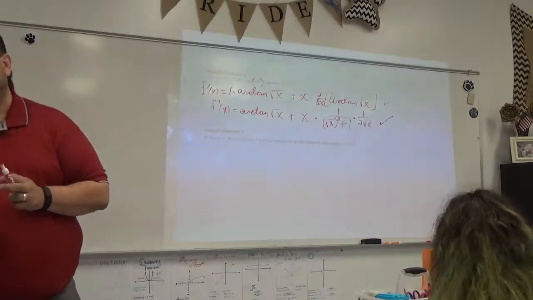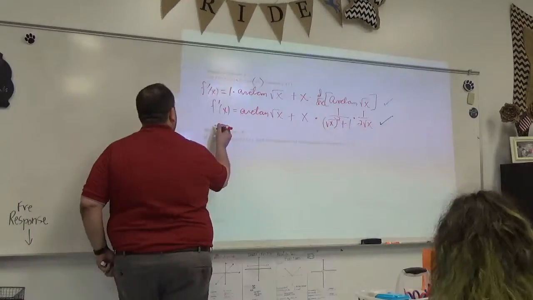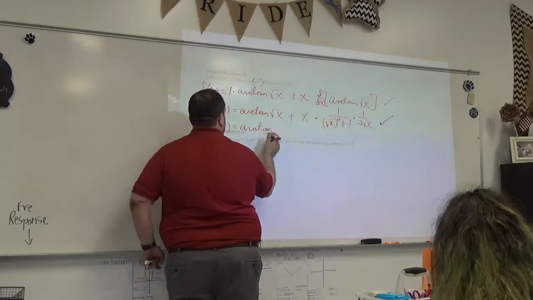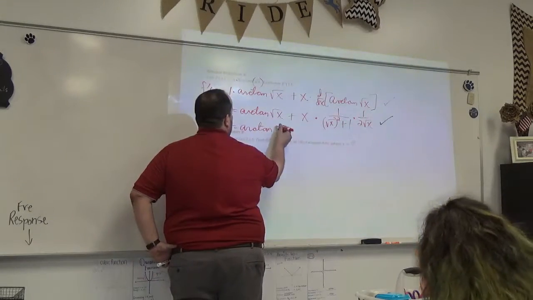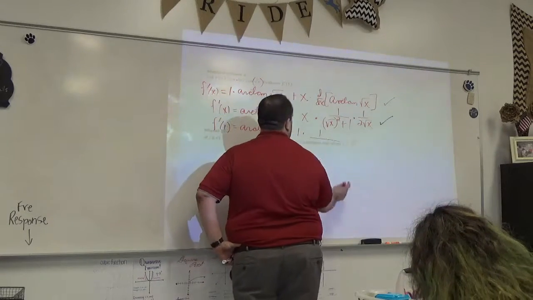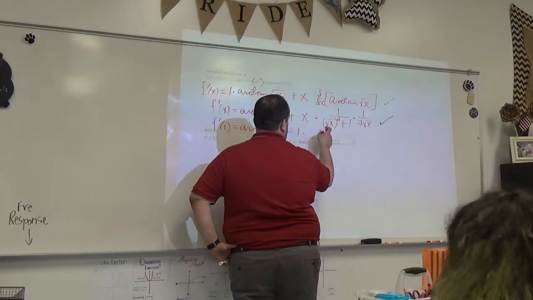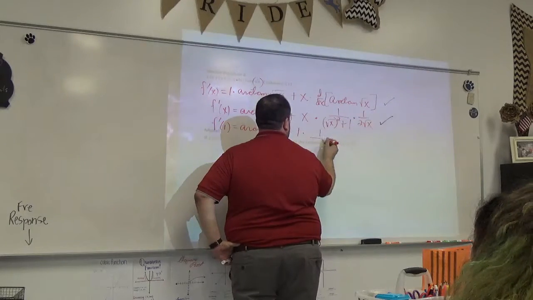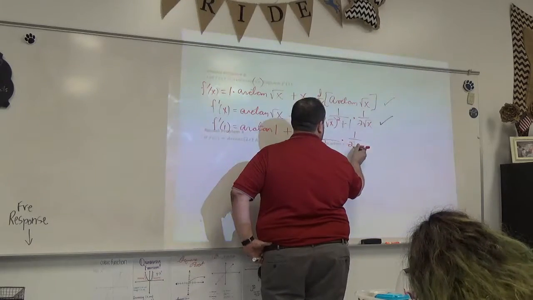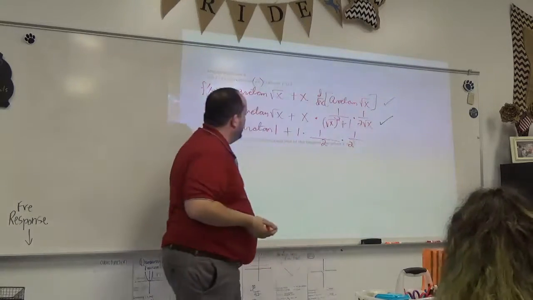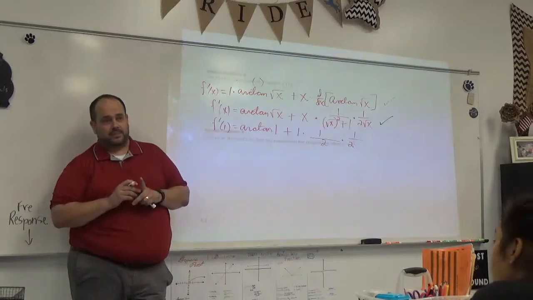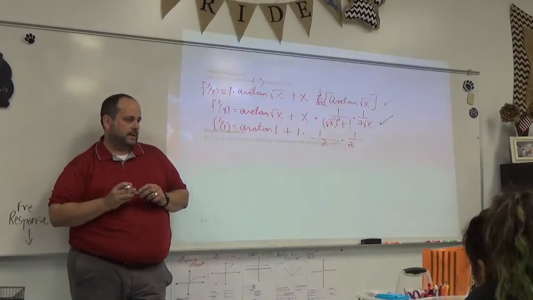Now you've got to plug in 1, so be careful. F prime of 1 is arctan of the square root of 1, plus 1, times 1 over the square root of 1, which is 1 squared, so 1 plus 1 is 2, times 1 over 2 square roots of 1, which is 1, so 1/2. That's a great answer. There is no need to simplify if you're on the free response.